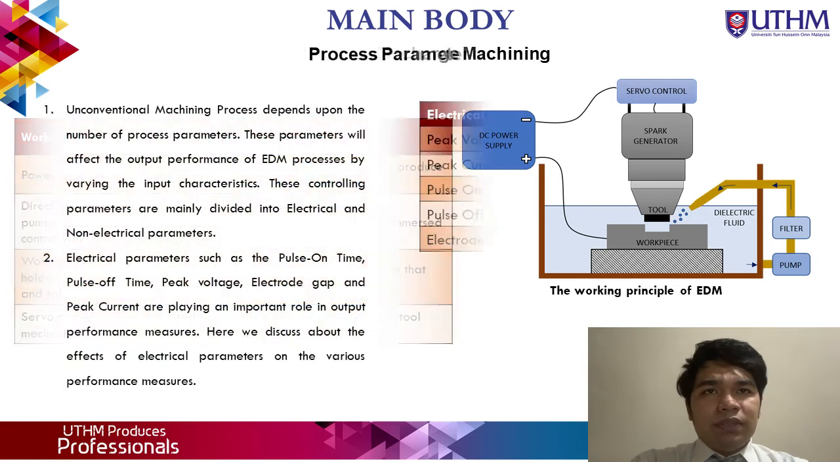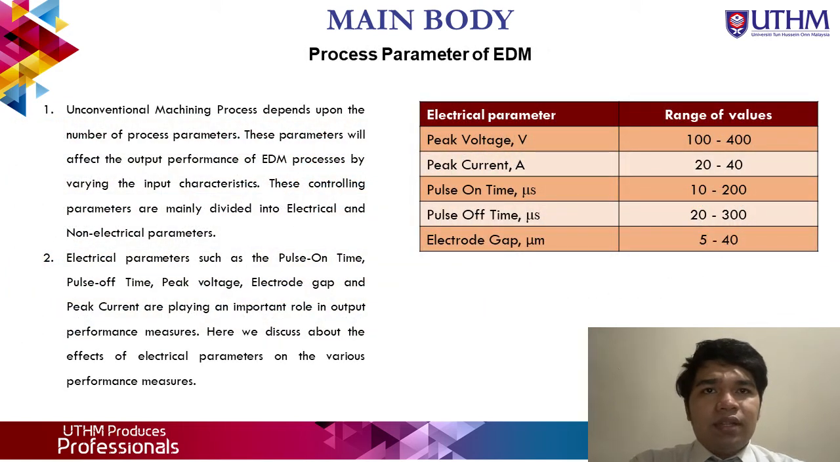So for the process parameters of EDM, the controlling parameters are divided into electrical parameters. For the electrical parameters, there are the discharge voltage and peak current playing an important role in output performance measures. So here we discuss the effect of the electrical parameters on the various performance measures.